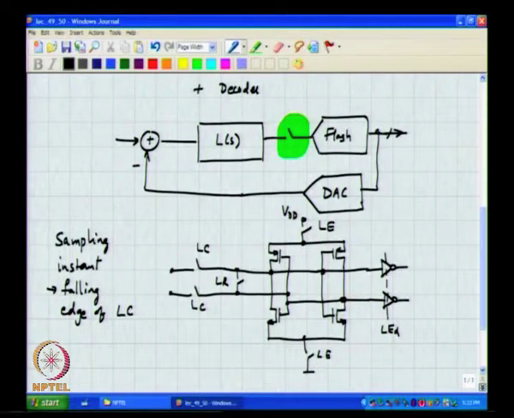And the data is available at the rising edge of, at the falling edge of LC, as we discussed before. Yeah, that's a good point. This differential latch can only distinguish if these two inputs, V in P and V in M, if one is greater than the other or not.